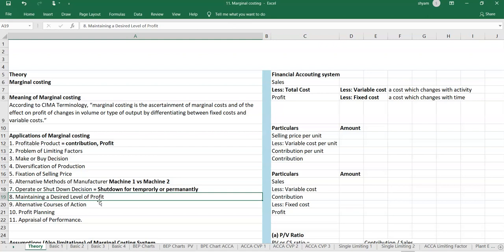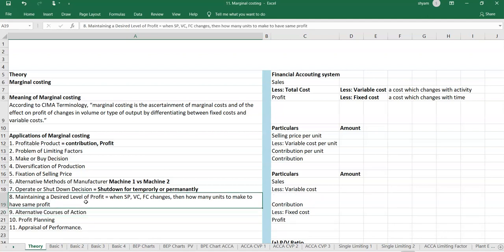Maintaining a desired level of profitability. So when the selling price changes, when variable cost changes, fixed cost changes, how many units should you sell to maintain the same profits? Okay, so when selling price, variable cost, fixed cost change, then how many units to make to have the same profit? That's a kind of important question. So even when things are changing, you want to have the same amount of profitability.